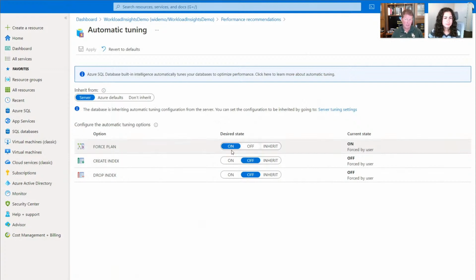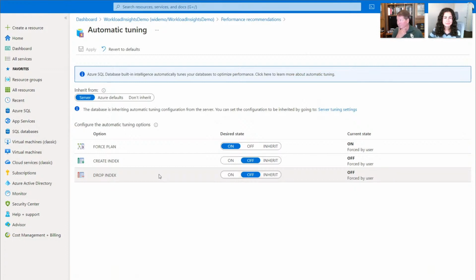Notice that force plan is on. That's that automatic plan correction, Anna. But create index and drop index are off. I could turn those on. And if those are on, when we feel like we've got a recommendation, we'll just do it for you. Now, you may say to yourself, wait a second, time out. What if you build an index that no longer becomes good for me? We will still monitor you after creating it, and we'll drop it if we need to.